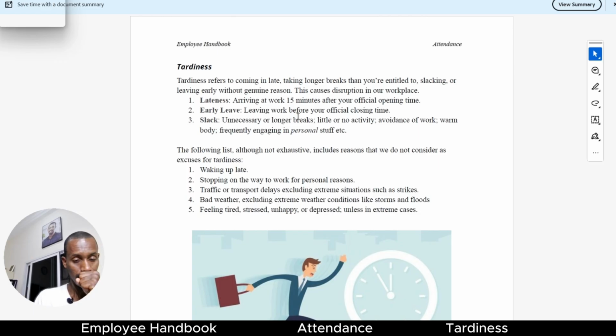Let me tell you something. Forget about these documents, these employee handbooks and stuff. People look at what other people are doing, especially new employees when they come. Do you think they are going to look at this employee handbook? You know what they are going to first look at? The behavior of existing employees. How are they behaving? If they notice that existing employees are coming late, leaving early, taking longer breaks, slacking, guess what? They are going to do the same.